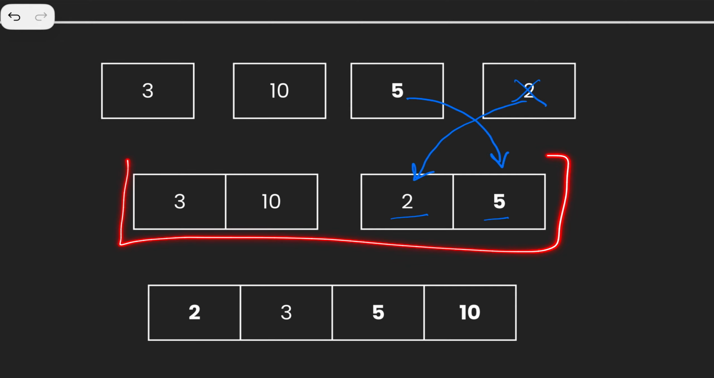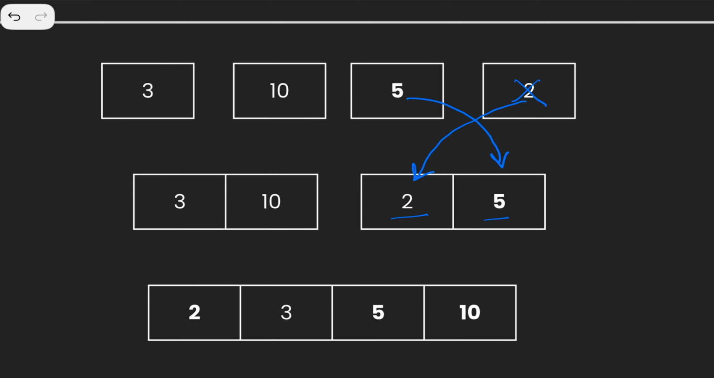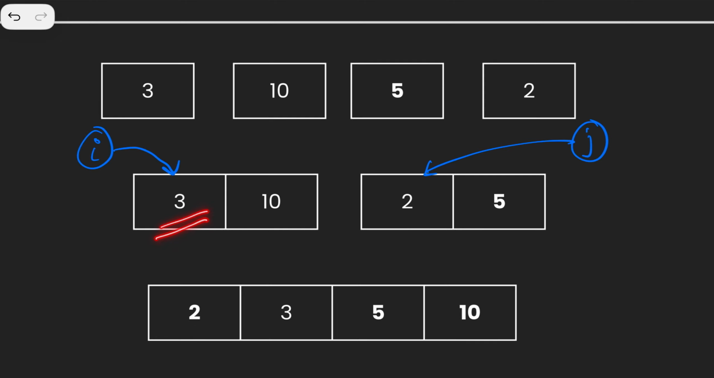Now we have these two arrays of length 2, correct? We are going to merge these two arrays into a single array of length 4 in such a way that all the elements in the final array will be sorted. So how exactly are we going to do it? Let's say you have an iterator i here and an iterator j here, pointing to the very first element of the left array and the very first element of the right array.